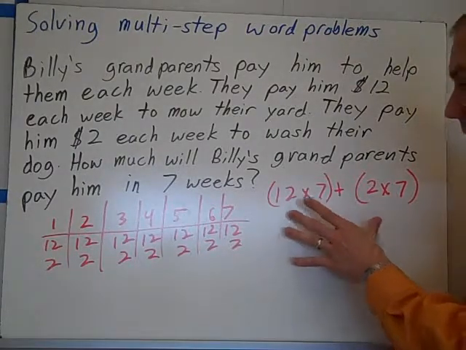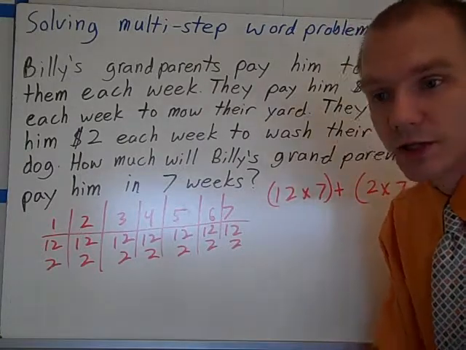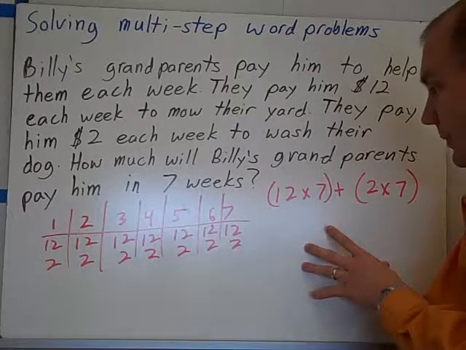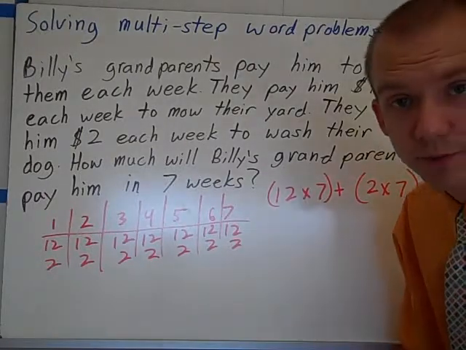An expression is basically a mathematical process that you go through. Like, it just tells me the steps to take. It says do 12 times 7, do 2 times 7, and add them together. And that would get me my result.